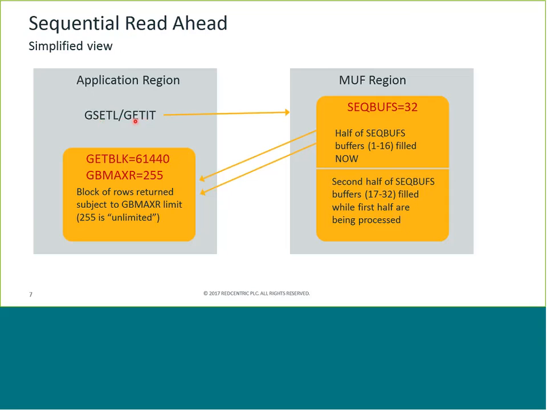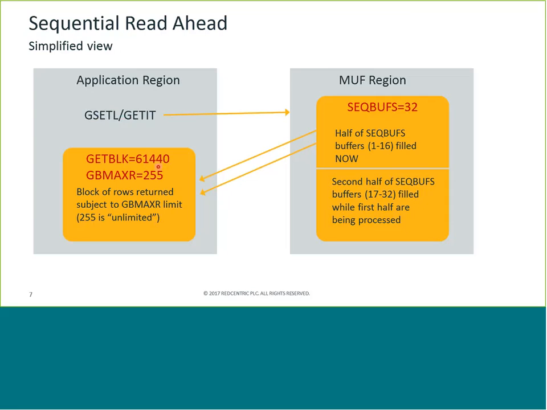And in the URT for the table that you're going to trawl through, let's say you want to get all the customers in the entire environment, the whole of the customer table, you can code GETBLK equals up to 61440, that's the maximum you can code, that's 60K at a time. And GAMAXR equals 255, which is a special value to say it's not actually limited to 255 rows, it's going to be unlimited. It's going to get as many rows as it can fit into this 60K block, okay?